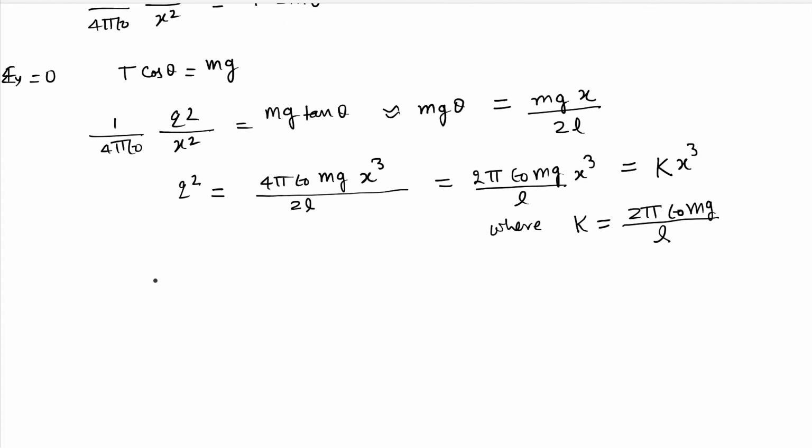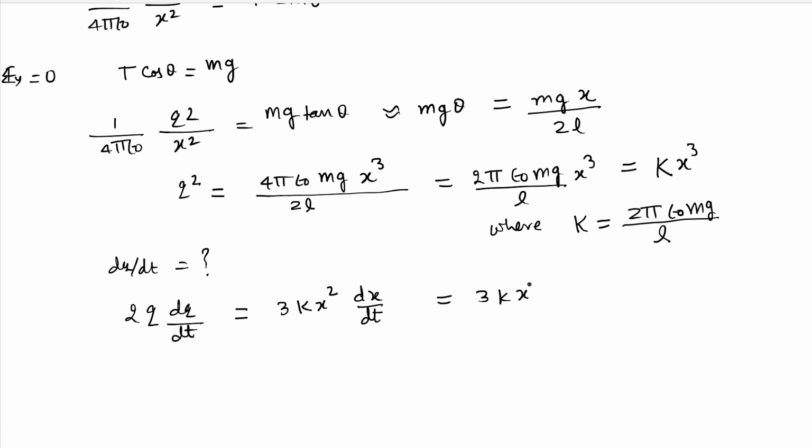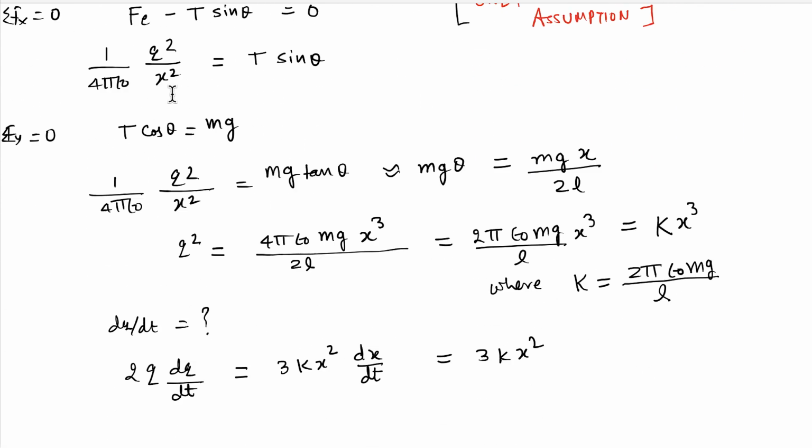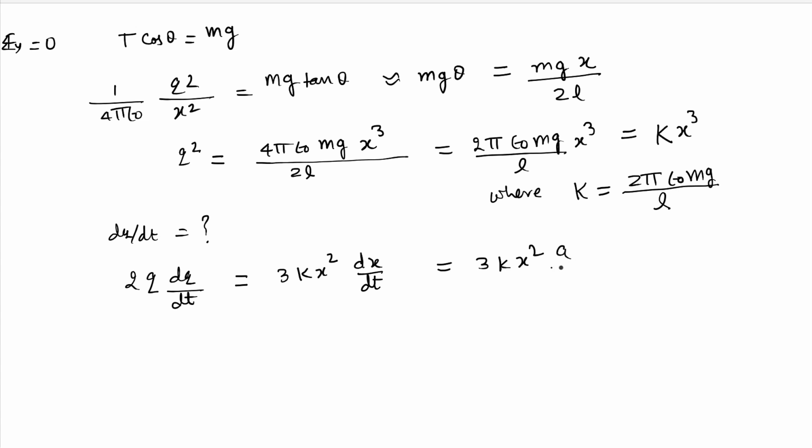Now let's differentiate this equation with respect to time, because we need dq by dt, right? So the question is, what is dq by dt? This gives 2q dq by dt equal to 3k x square times dx by dt. Don't forget to add dx by dt here. And what is dx by dt? It is given here as a by root x. V equals dx by dt equals a by root x, right?